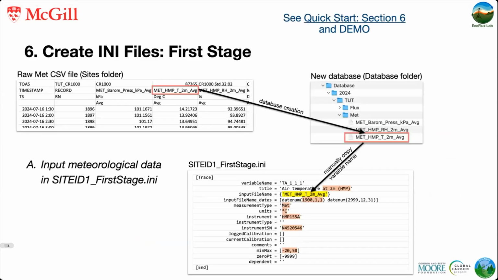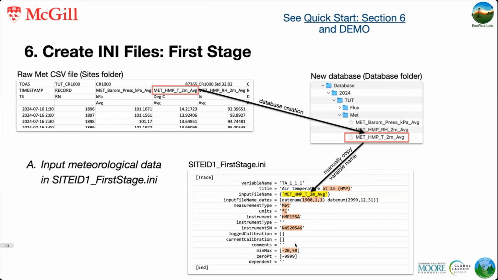So I'm just going to go over each of the cleaning stages in turn briefly. To recap, you put your raw data in the sites folder, created a new database within your database folder where the variables have the same original file names. And then within your first stage template INI file, that you renamed with your site ID, about halfway down, you'll see traces that look like this figure.